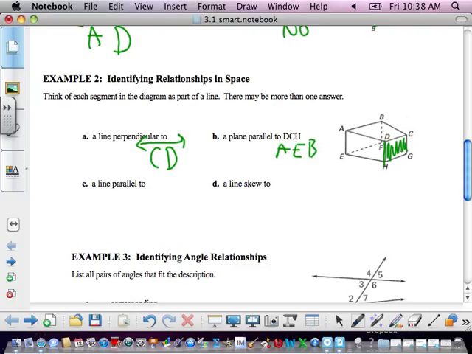Okay, a line parallel to BC. AD, good. A line skew to FG. What's one not on the same plane and doesn't intersect it? AD. Are we starting to get what skew means? Yeah? Let's turn it over.